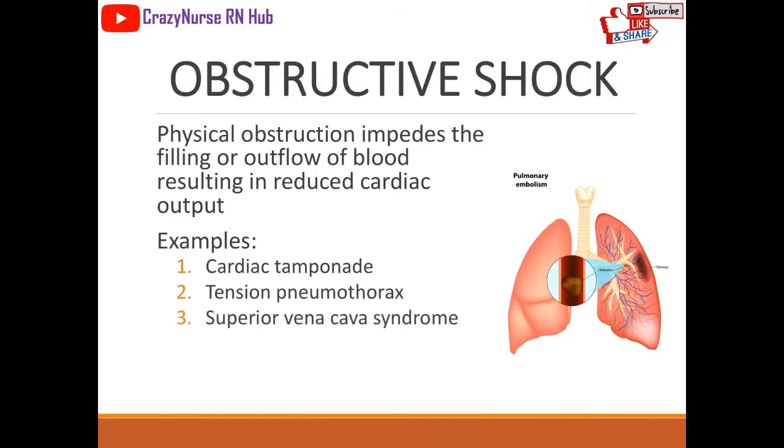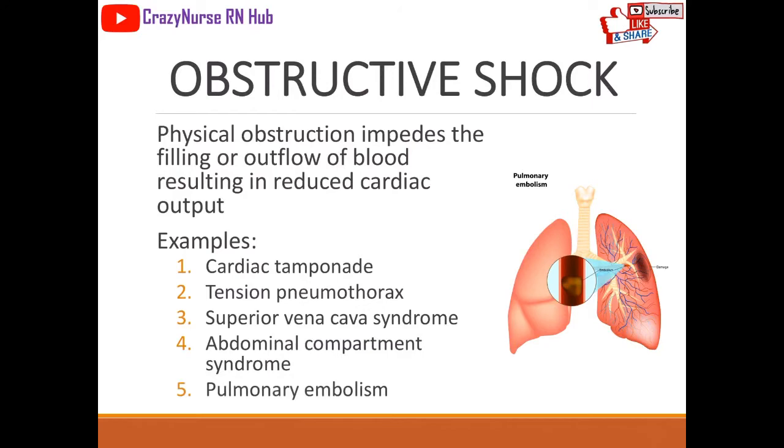Other causes include abdominal compartment syndrome, in which increased abdominal pressures compress the inferior vena cava, decreasing venous return to the heart. Also, we have pulmonary embolism and left ventricular thrombi, which cause an outflow obstruction as blood leaves the right ventricle through the pulmonary artery. This leads to decreased blood flow to the lungs as well as decreased blood return to the left atrium.